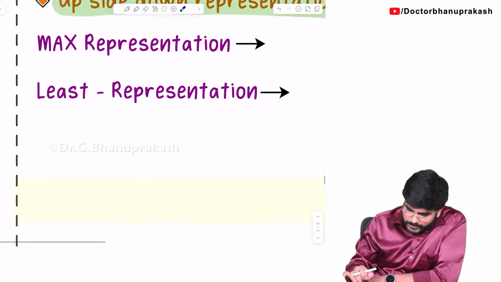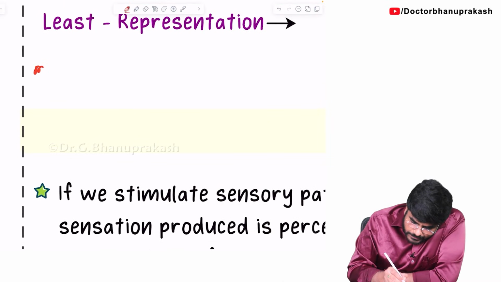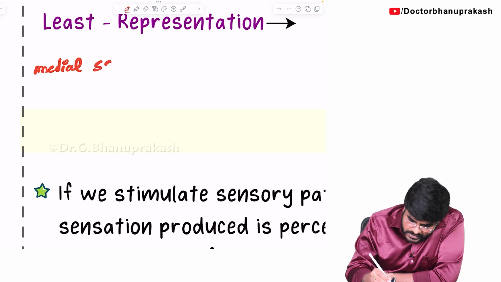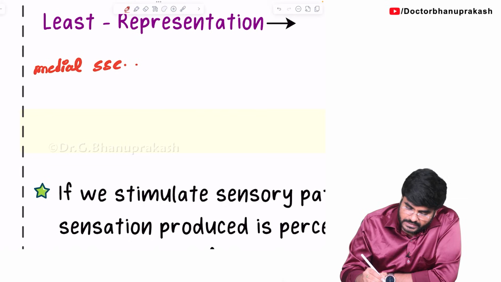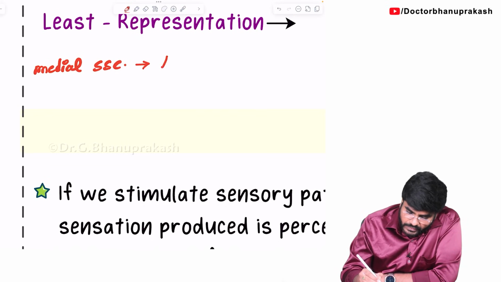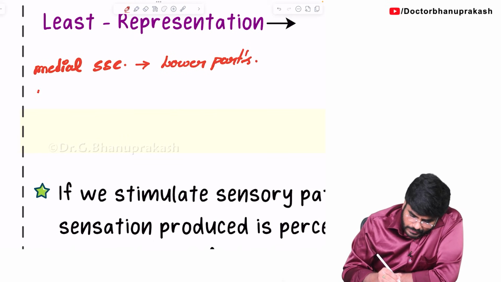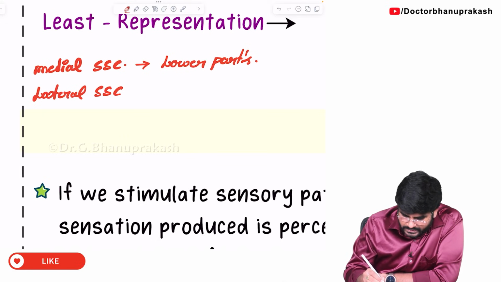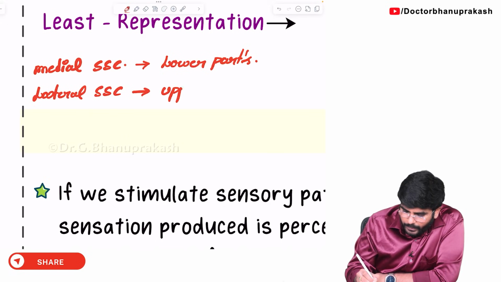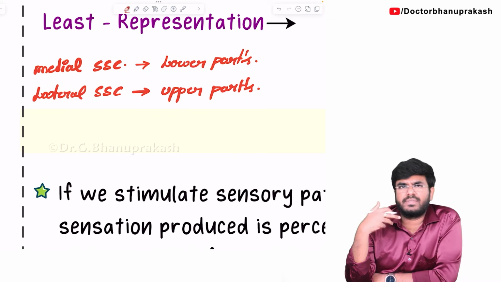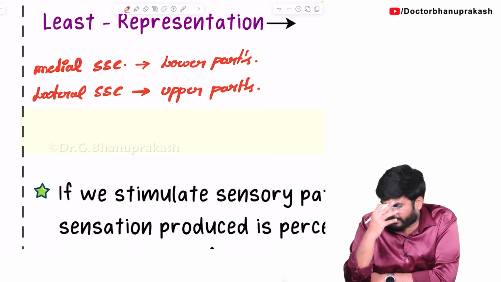So first write that point. Medial part, medial somatosensory cortex, medial part of the somatosensory cortex, receiving the sensations from where? From lower parts of the body. And lateral somatosensory cortex receives the sensations from upper parts of the body. Upper parts of the body, head and neck, face, everything.